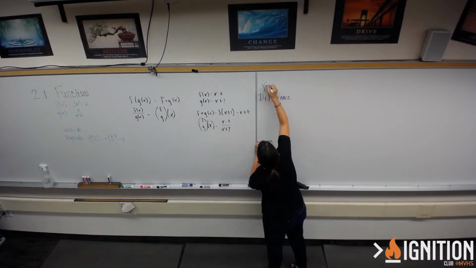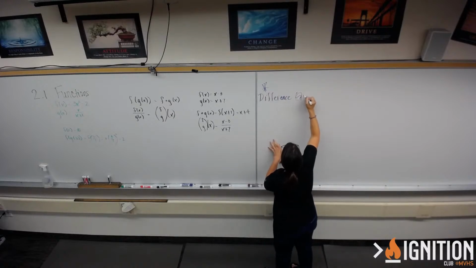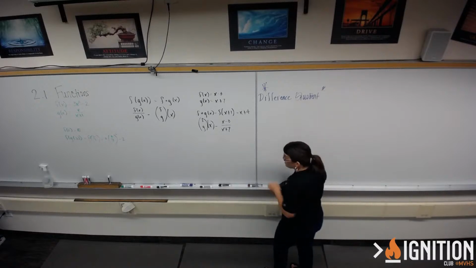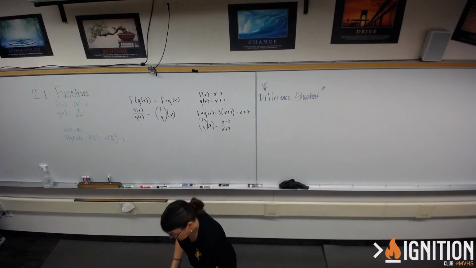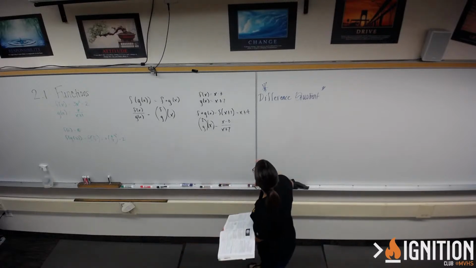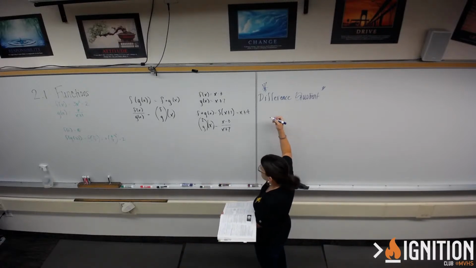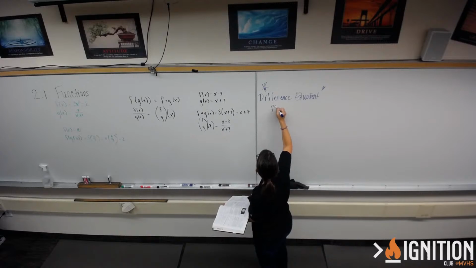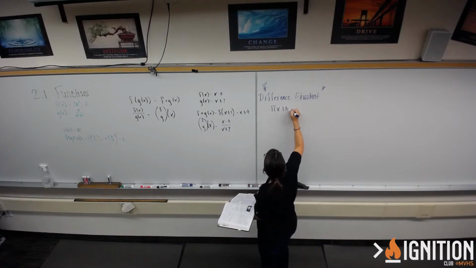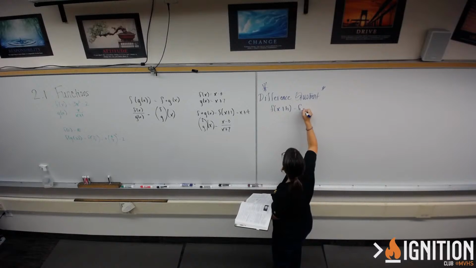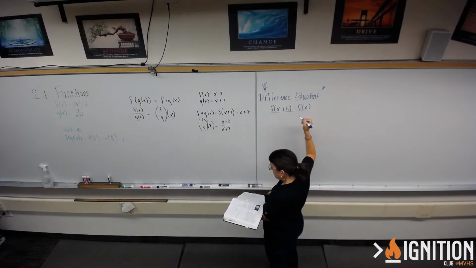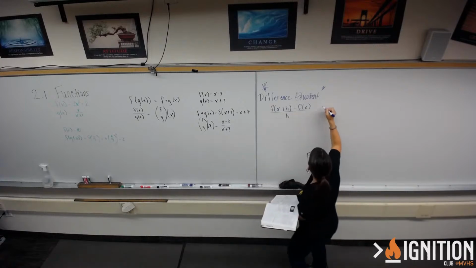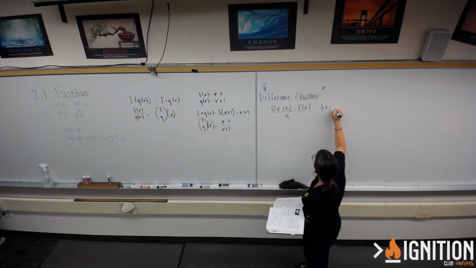But this is something that's going to come up frequently over the whole year, over the whole year. So the difference quotient, written many ways, but this is the first way we're going to learn it. The f of x plus h minus the f of x, all over h, h not equal to 0. Okay.